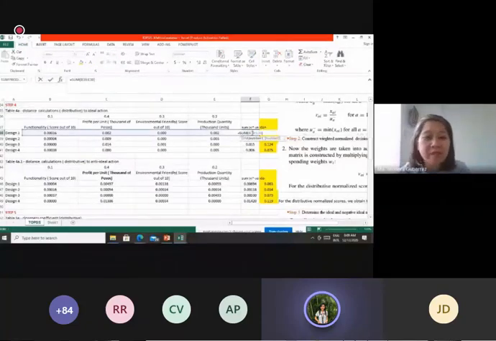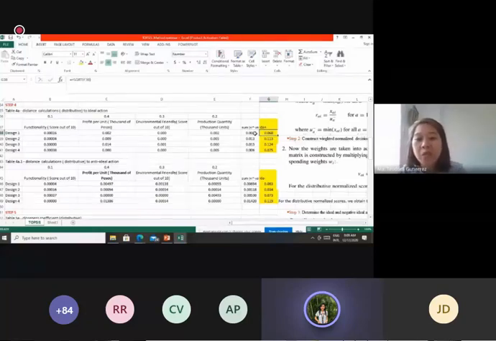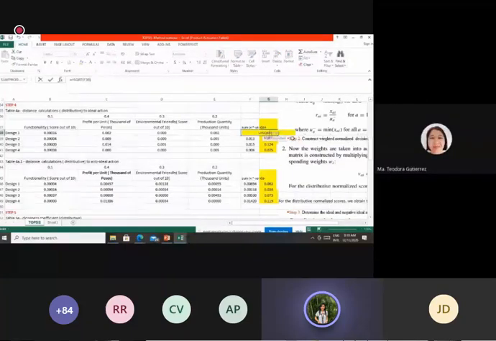Alright, so we get the summation, and after you get the summation, you will have to get the square root. And that is now the distance of the ideal value, which has a symbol of dA plus. So after the sum, you get the square root. Okay, and that's 0.0688. That is the distance to the ideal value.